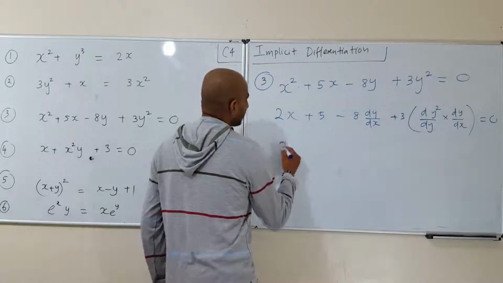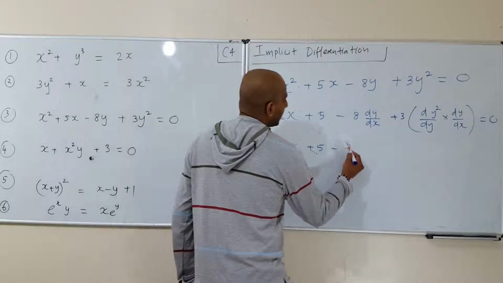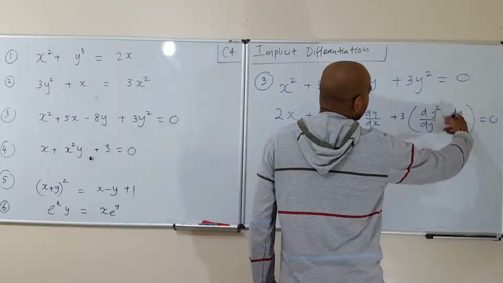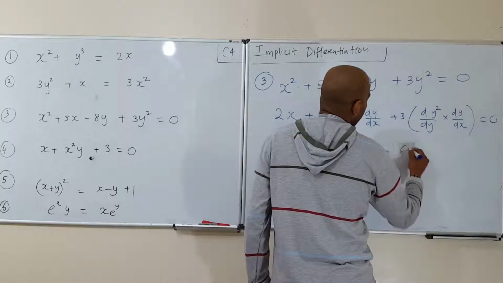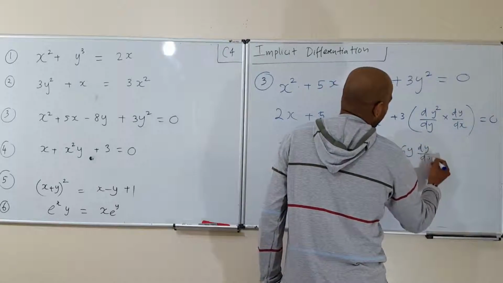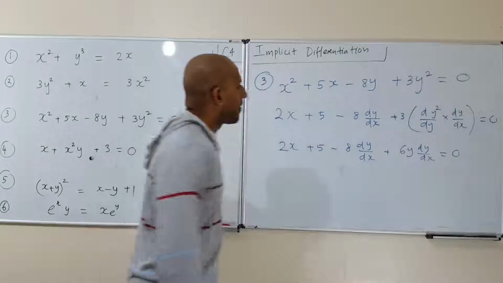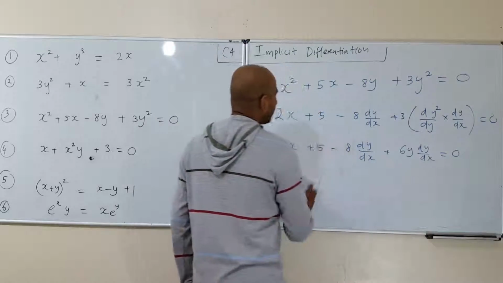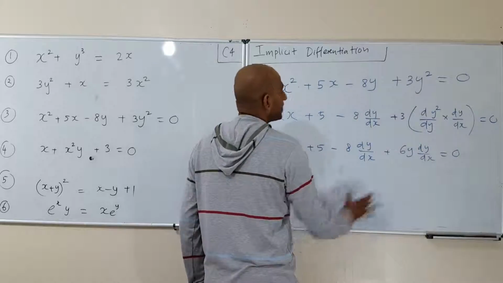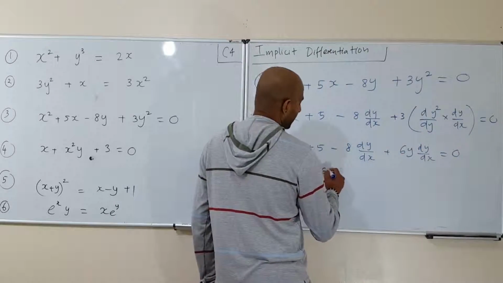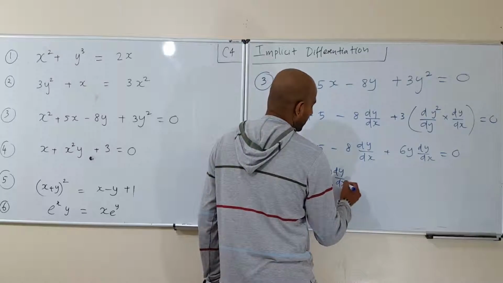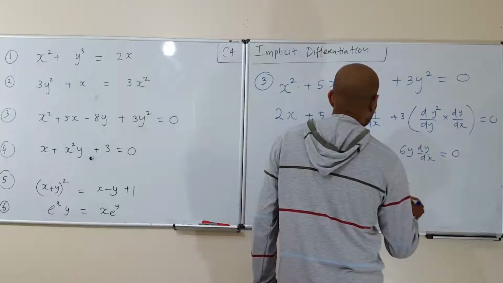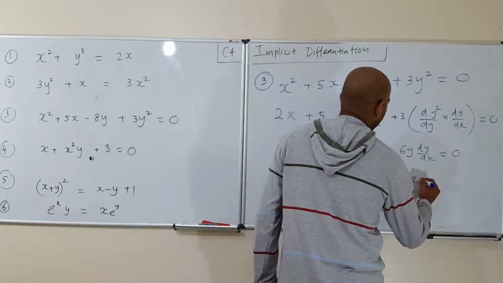So that's basically 2x plus 5 minus 8 dy/dx. So that's basically dy/dx, that becomes 2y, 2y times 3, 6y dy/dx equals 0. Now what it requires is dy/dx, right? So we can move all the terms to the other side and keep the terms with dy/dx on one side. So we're going to write 6y dy/dx minus 8 dy/dx equals minus 2x minus 5.